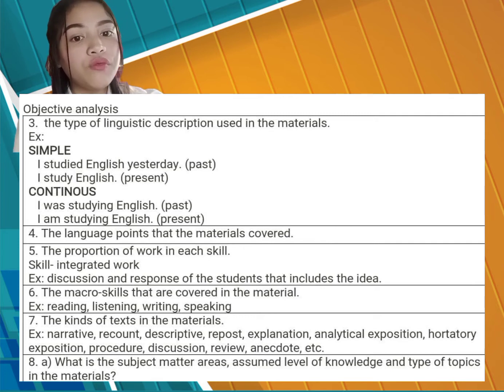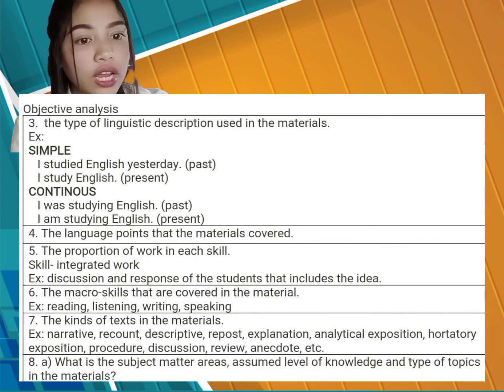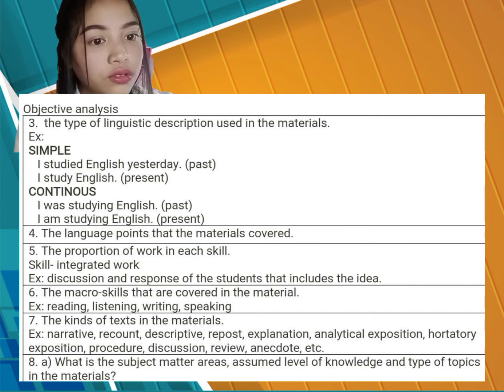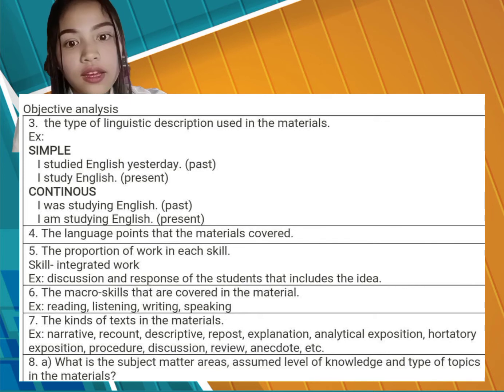Number five, the proportion of work and skill-integrated work. Example: discussion and response of the students that includes the idea. The macro skills that are covered, for example reading, listening, writing, speaking. The kinds of text in the materials, for example narrative, recount, descriptive, report, explanation, analytical exposition, hortatory exposition, procedure, discussion, review, anecdote, etc. 8.